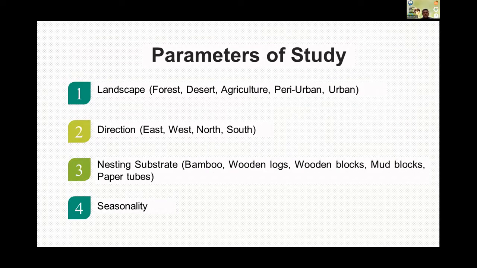So what were the parameters of this study? The landscape. First, we selected 5 different landscapes: the forest landscape, then the desert landscape, then agriculture, followed by peri-urban and urban landscape. Then the direction, 4 directions were selected: east, west, north and south. Then 5 substrate materials, including bamboo, wooden logs, wooden blocks, mud blocks, and paper tubes, were used. And finally, the seasonality was also observed, in different months, the occupation of these artificial nesting cavities.